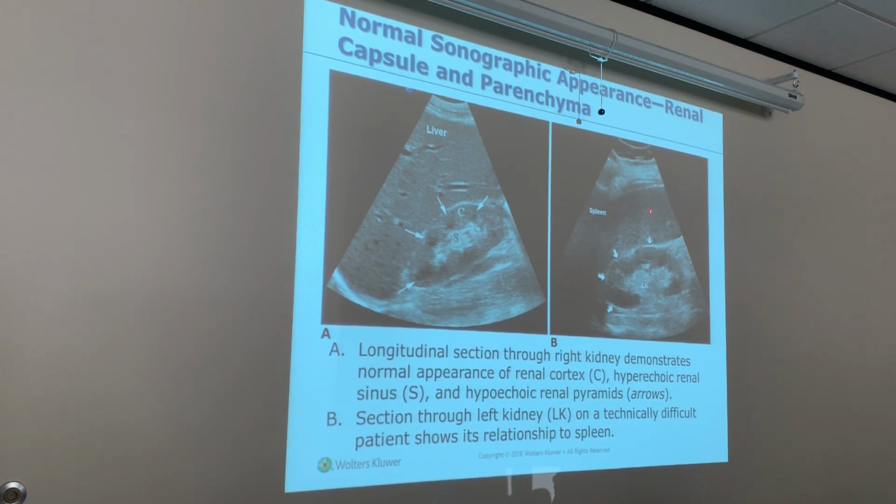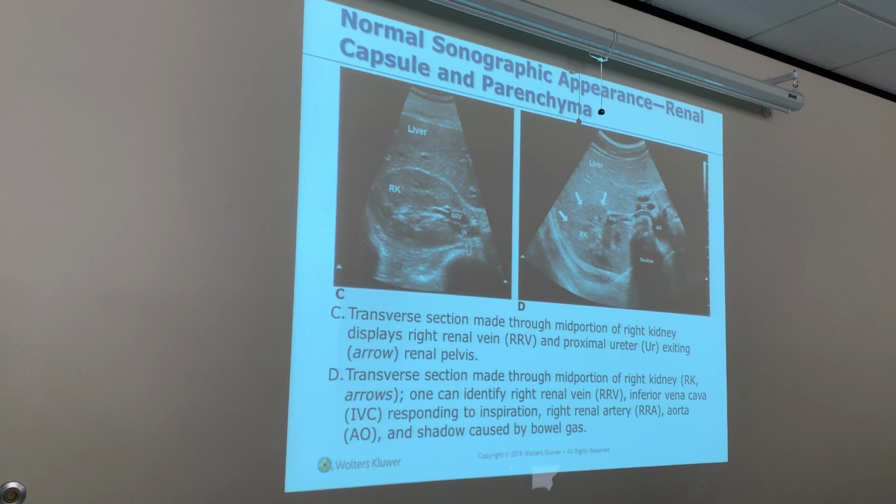The spleen is hyperechoic to the hypoechoic kidney. The liver is isoechoic to the isoechoic kidney. Okay? If this was hyper, I have a sick kidney. Okay? It's always hypo to iso.